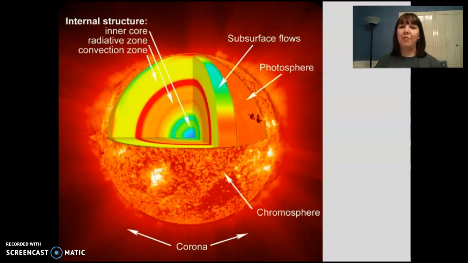And then from here, we'll move out into the rest of the solar system, including a place that you might be a little familiar with. So we'll see you next time.